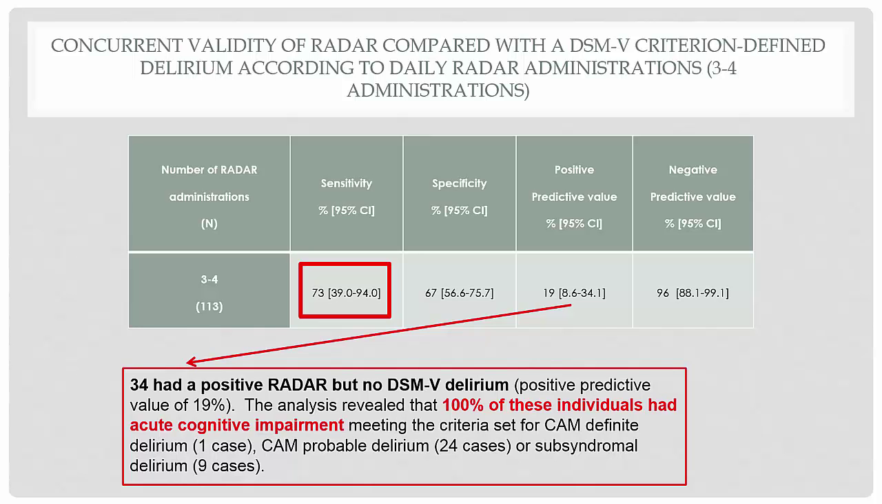We wanted to look also at the positive predictive value because we were a bit concerned about the 19% positive predictive value, and as you can see at the bottom, we had in fact 34 participants that had a positive RADAR but no DSM-5 delirium. But when we did the breakdown of whether they were meeting any other set of criteria, we could see that in fact 100% of them had cognitive impairment. They were meeting criteria for CAM definite delirium or CAM probable or SSD. So in other words, they all have something going on.